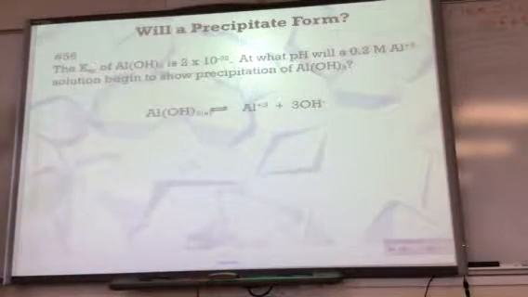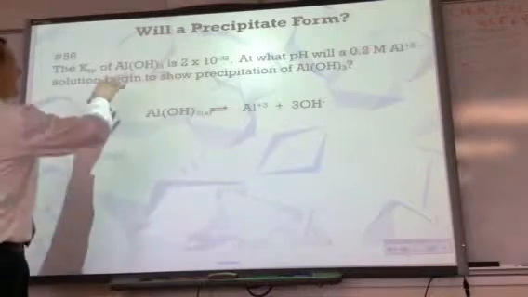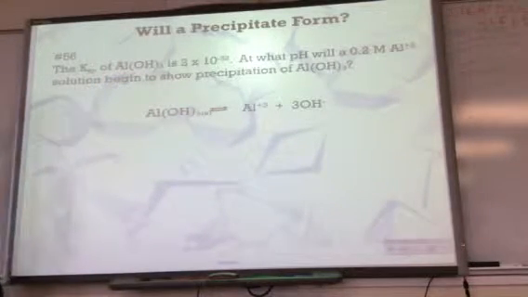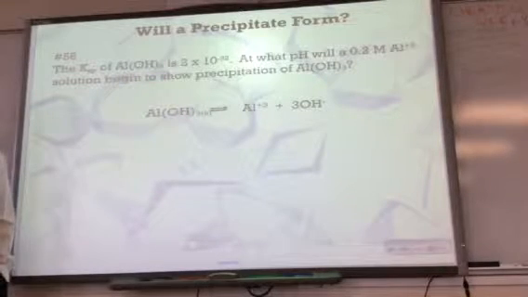Okay, here's another will-it-precipitate kind of question. This one's pretty easy, I think. The Ksp of aluminum hydroxide, which is not very soluble, is 2 times 10 to the negative 32nd power. At what pH will a 0.2 molarity aluminum solution begin to show precipitation of aluminum hydroxide?